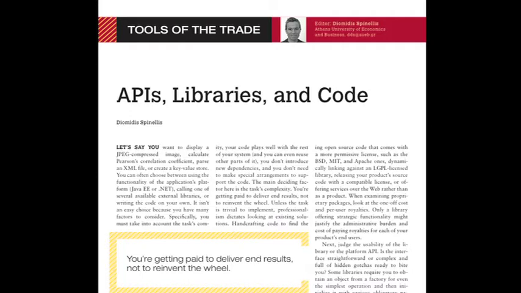APIs, libraries and code. Let's say you want to display a JPEG compressed image, calculate Pearson's correlation coefficient, parse an XML file, or create a key value store. You can often choose between using the functionality of the application's platform, Java EE or .NET, calling one of several available external libraries, or writing the code on your own.